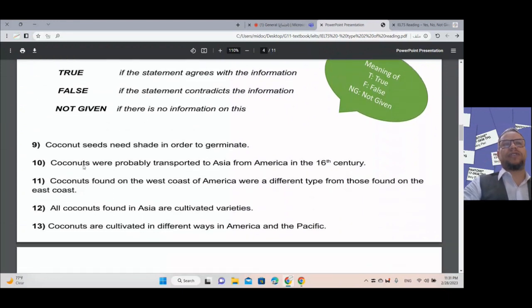You'll find facts in the questions. For example, coconut seeds need shade in order to grow, or coconut seeds are colorful. So this is a fact, by the way. It talks about a coconut seed. So this is a plant, so it's facts. True, false, not given is about facts. But yes, no, not given is about opinions or authors' views.